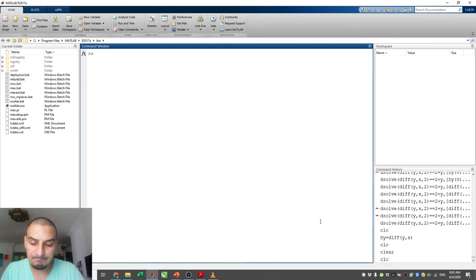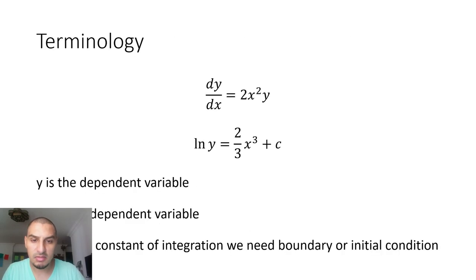So first, let's say I have an equation like this.